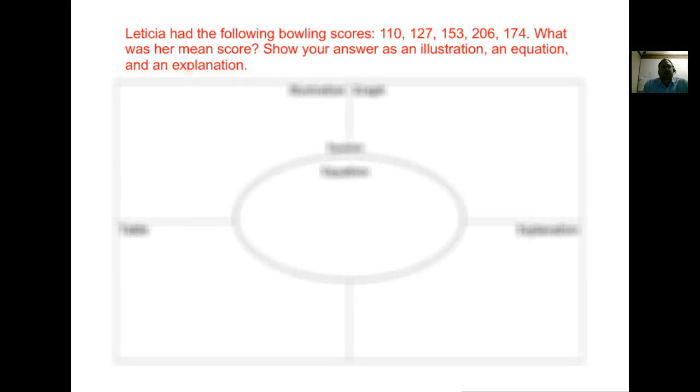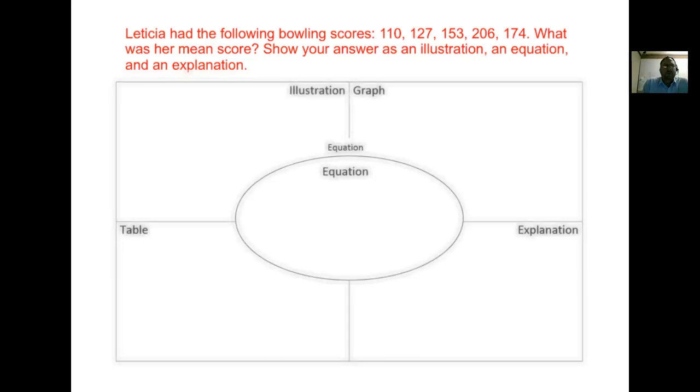This one says, Letitia had the following bowling scores: 110, 127, 153, 206, and 174. What was her mean score? Show your answer as an illustration and an equation and an explanation. Well, so we are finding the mean.